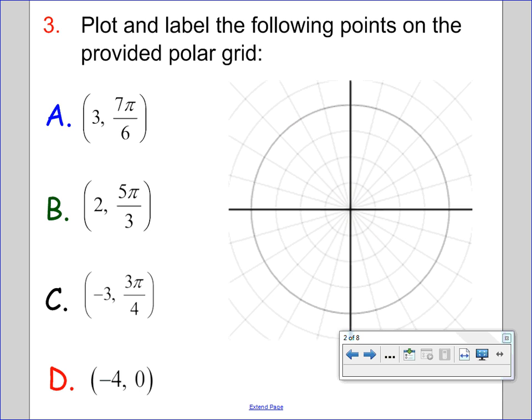Magnitude of 3 in the direction of 7 pi over 6 radians. We can totally do that. All right. Let's go, 7 pi over 6 would be right here. And we're going to go 3. 1, 2, 3. So how does that look for point A? How did I do? Awesome. So we're going to get point A. Great.